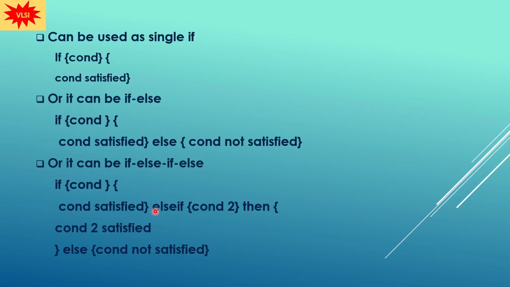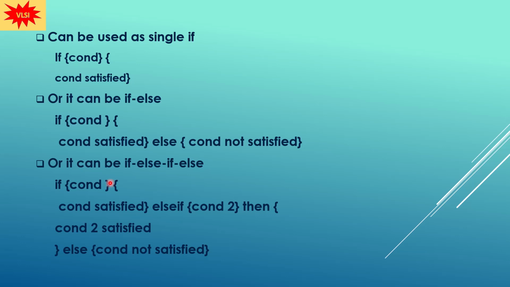Now it can be used in three variations. First, you're writing simply the if keyword and then giving a condition, and the condition is satisfied. Then whatever is written in the body is executed. Or it can be if else, which we just saw, where you're giving if a condition, and when the condition is satisfied, it executes whatever is written in the body, else it executes whatever is written in the body of else.